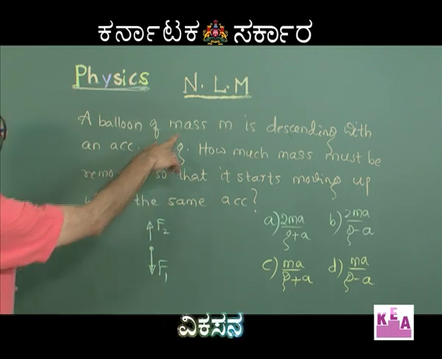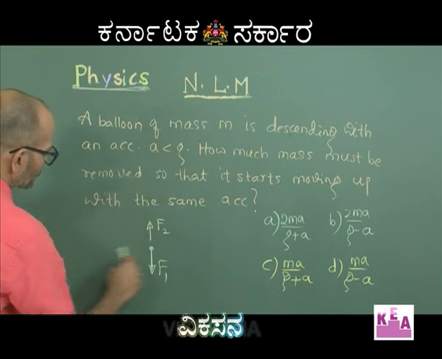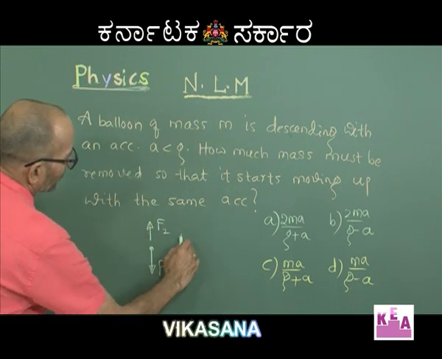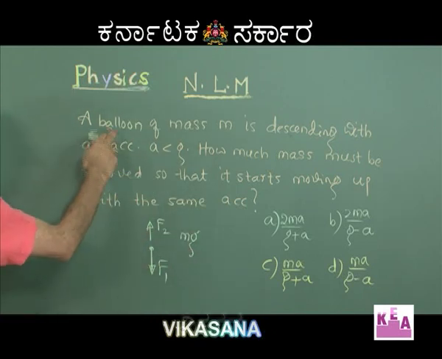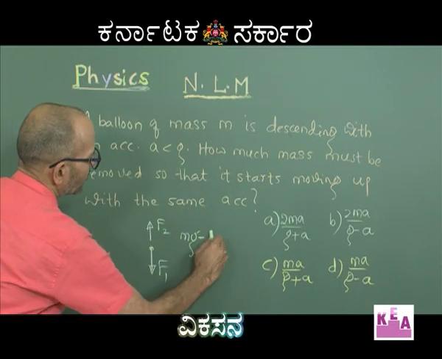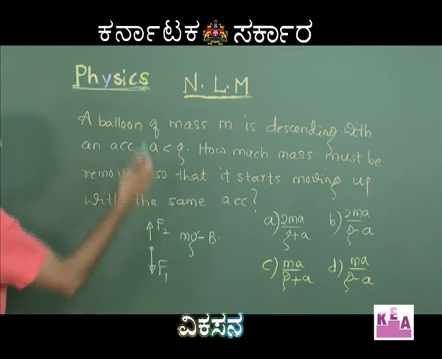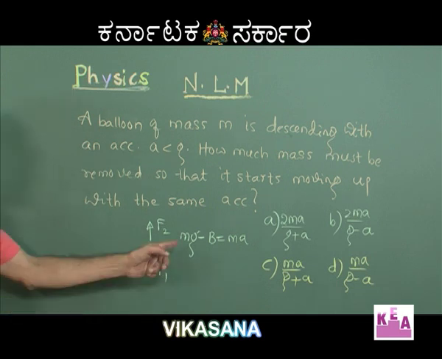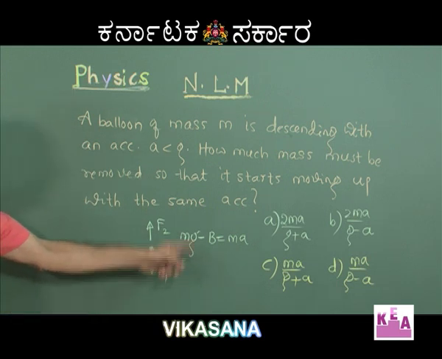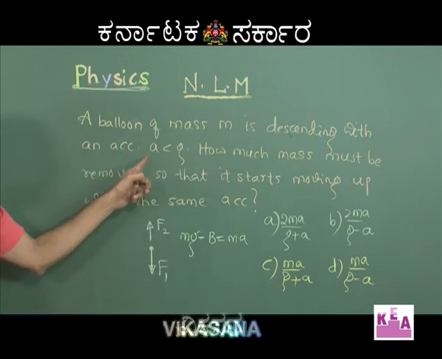And what is F1 here? It is a balloon of mass m. So I will consider F1 to be mg. And what is F2? The buoyant force which is acting on the balloon. So I will take it as B. So mg minus B is equal to ma. Fine. So this is the equation that you are supposed to write when the balloon is descending with an acceleration.